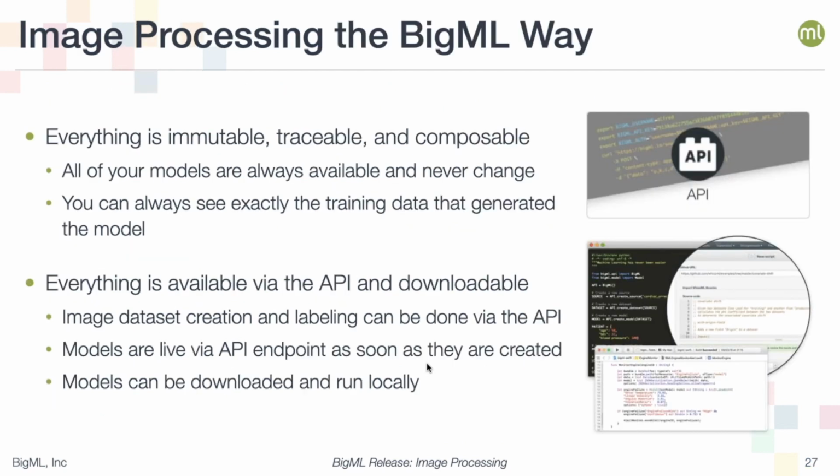So to sum up, image processing the BigML way. What does that mean? It means, first of all, that everything is immutable, traceable, and composable. So we offer you a lot of different options. We offer you ways of putting those things all together via the API.